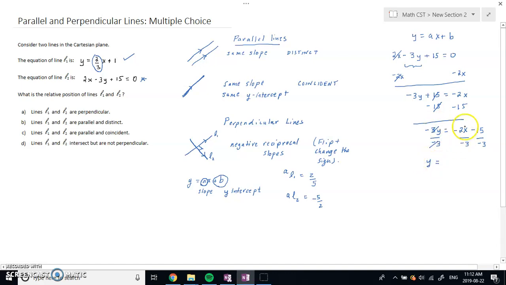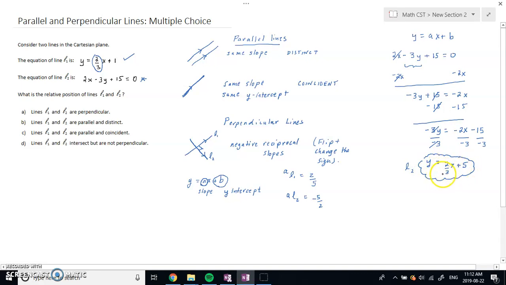So what we end up with is negative 2 over negative 3, which, a negative over a negative is a positive, so it becomes 2 over 3. And negative 15 divided by negative 3 is positive 5. So our new equation for line 2, this is L2, becomes y equals 2/3 x plus 5.